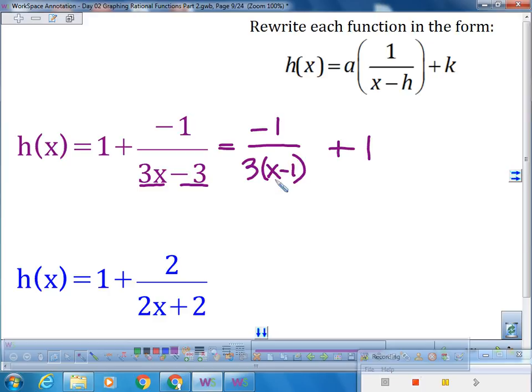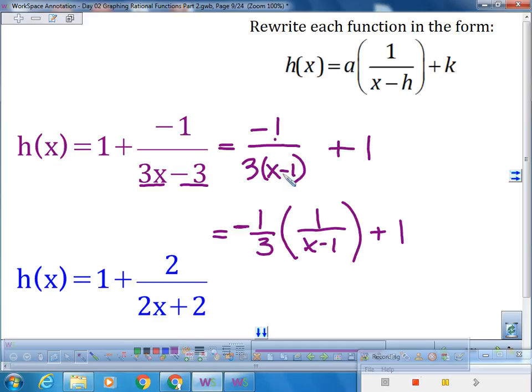Okay. So now I'm going to pull out not just a 1, but a negative 1. So I'm going to pull out a negative 1. I'm going to pull out the 3. And I'm left with 1 over x minus 1, plus 1. Now I'm going to see if I did that correctly. If I multiply negative 1 times 1, do I get negative 1? Yes. If I multiply a 3 times x minus 1, I get 3 times x minus 1. So it's the same.